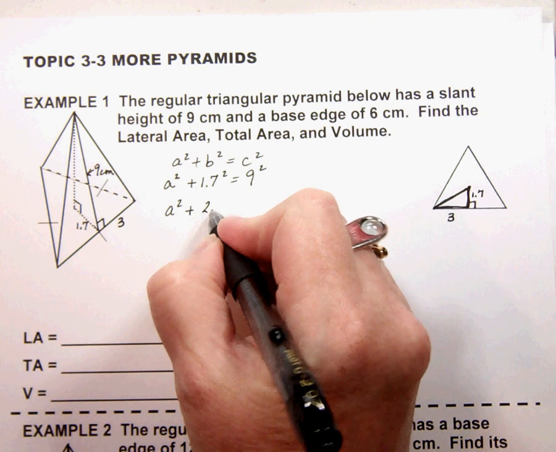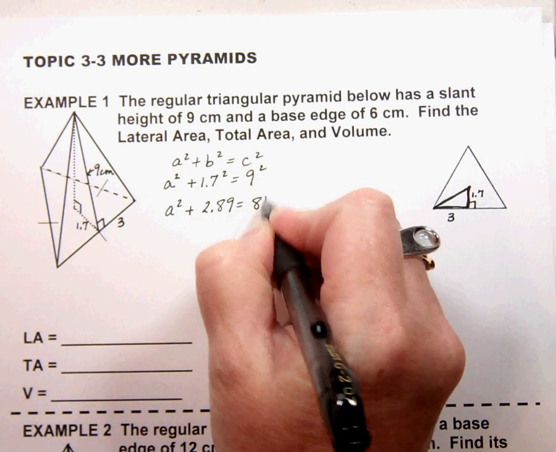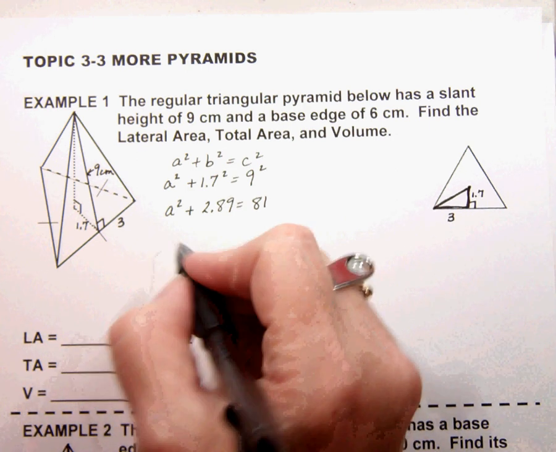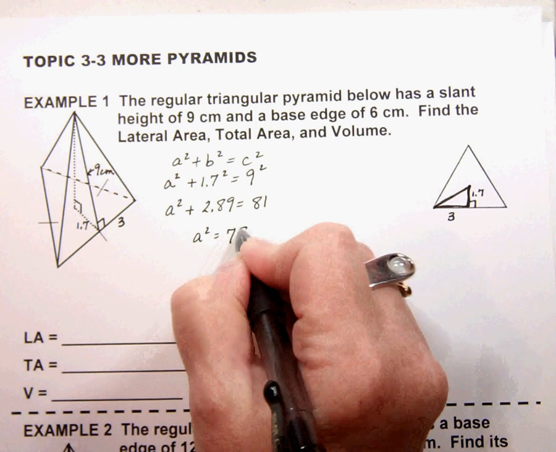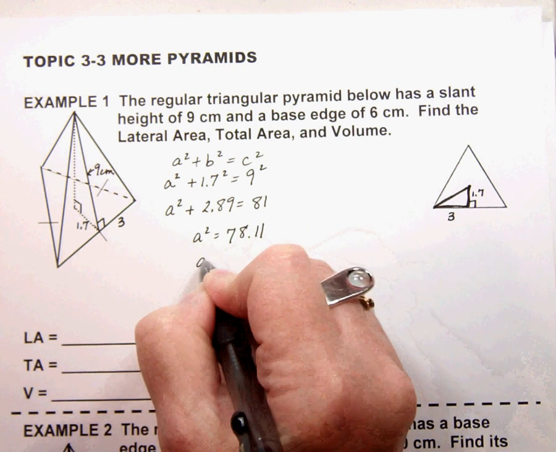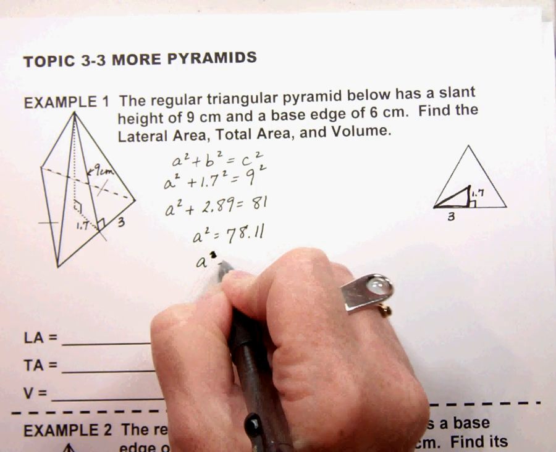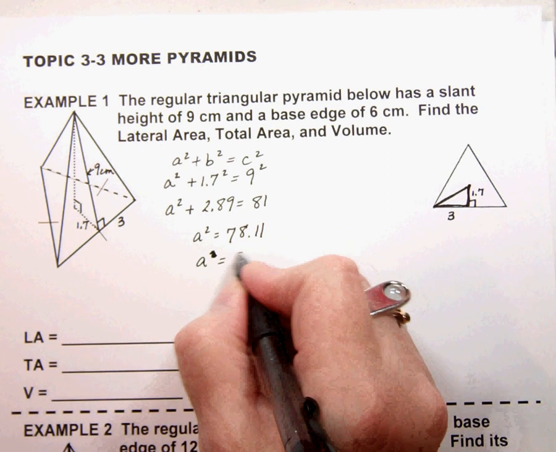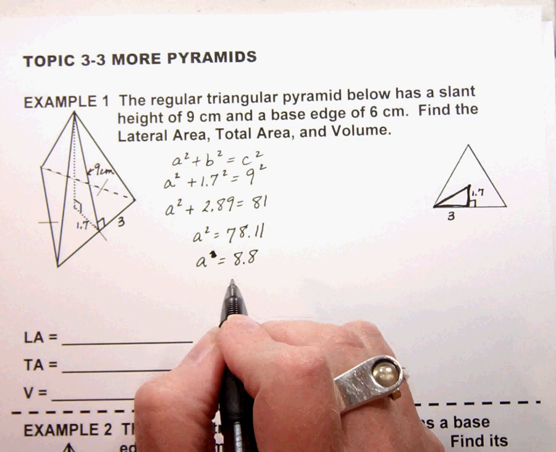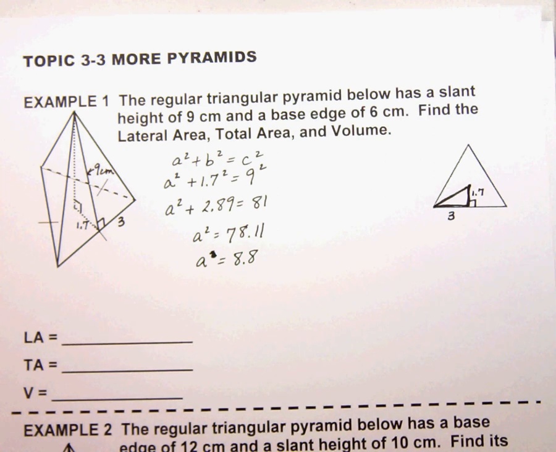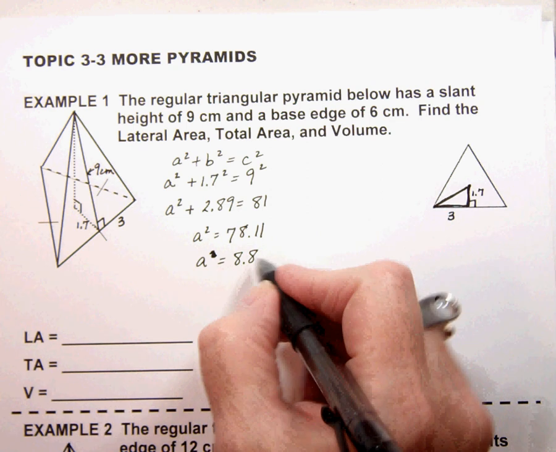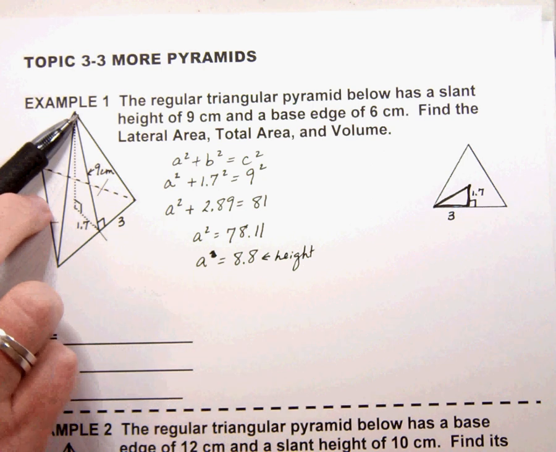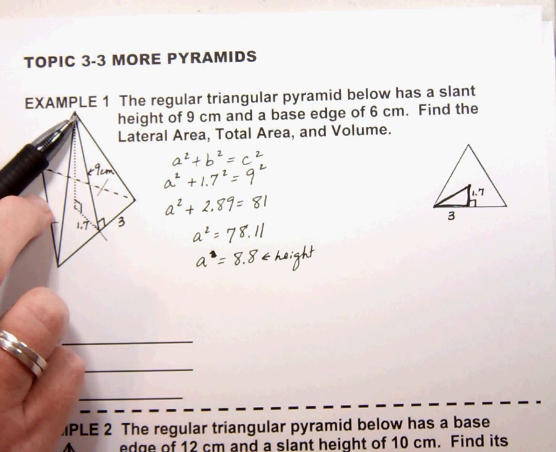So it's going to be a squared plus 1.7 squared. 1.7 squared is 2.89. 9 squared is 81. 81 subtract 2.89 is 78.11. When you square root that answer, you get approximately 8.8. It's not exact, but it's pretty close. About 8.8. So this right here is the height, because it's this dotted line going up, and it's the leg of our right triangle.